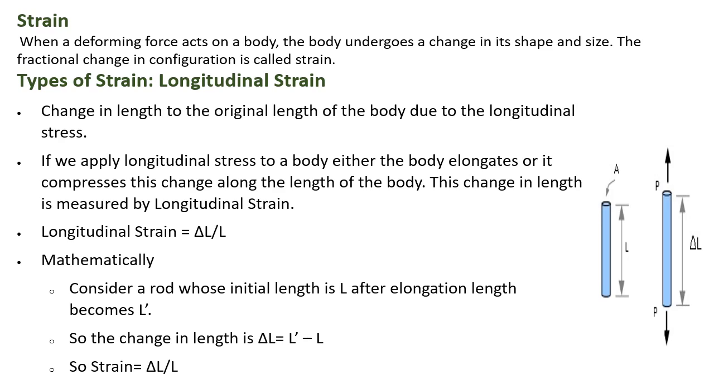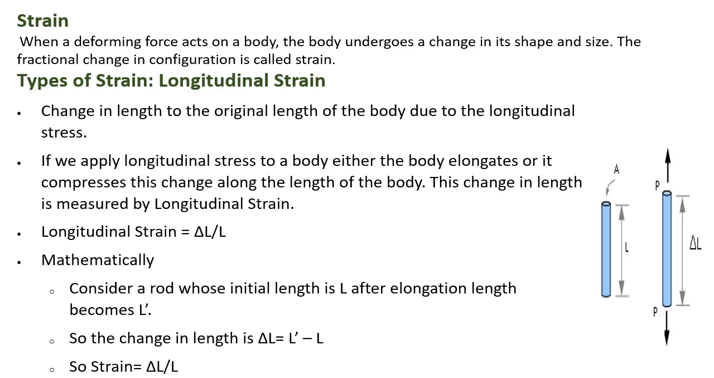When a deforming force acts on a body, the body undergoes a change in its shape and size. The ratio of the change in any dimension produced in the body to the original dimension is called strain. Mathematically, strain is the change in dimension divided by the original dimension. As strain is the ratio of two like quantities, it has no units and no dimensions.